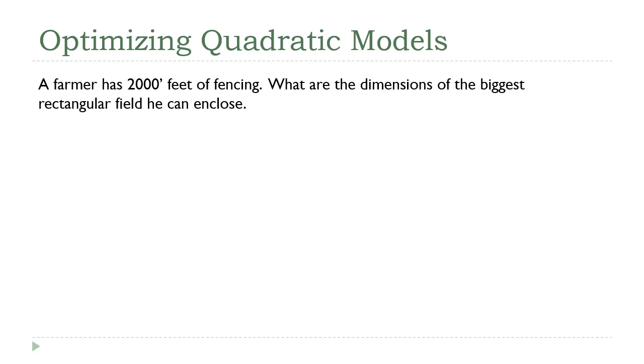So I have a question for us to think about. We have a farmer, and he's acquired a certain amount of fencing, like 2,000 feet. And he needs to build a rectangular enclosure with this, and he wants to do it in such a way that it has the biggest area possible. So this is kind of a classic example of what's called an optimization problem.